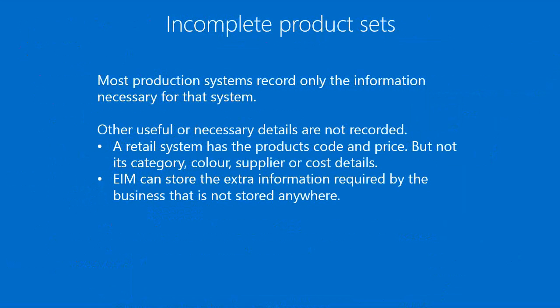Another use case is incomplete product sets. Most production systems record the information necessary for that production system, but there's other information that may be useful to the organization. An example we've seen is a retail system having a product code and price, but its category, color, supplier and cost details, there was loads of information left behind. And EIM can store this information required by the business that is not stored anywhere.